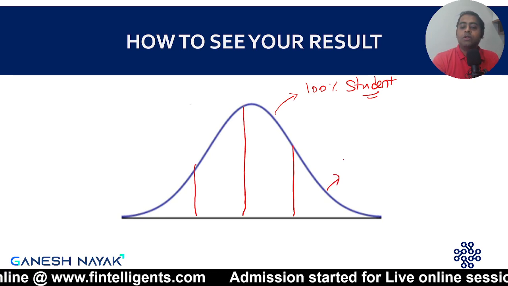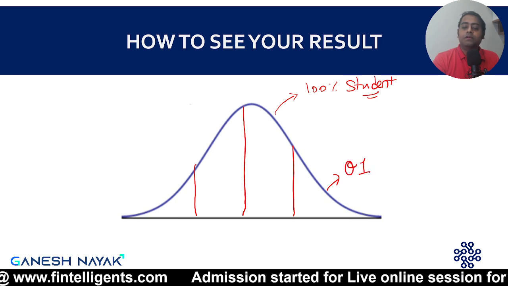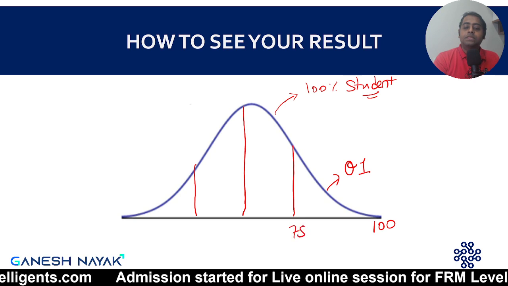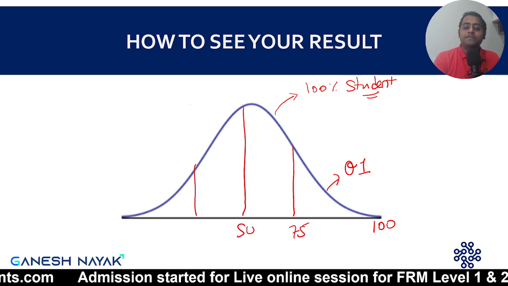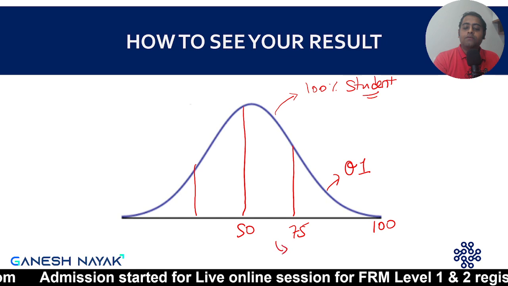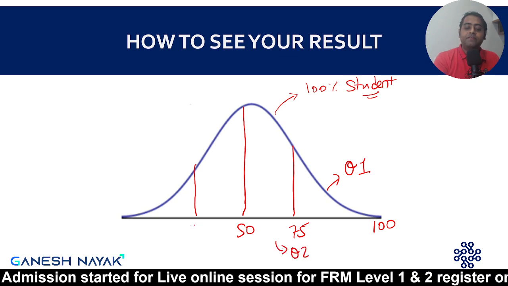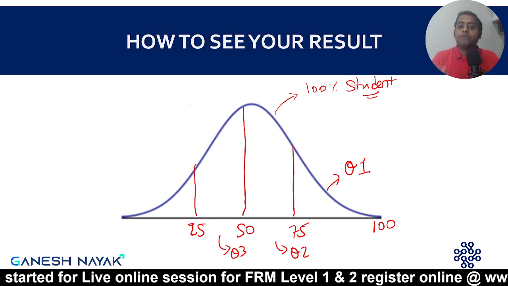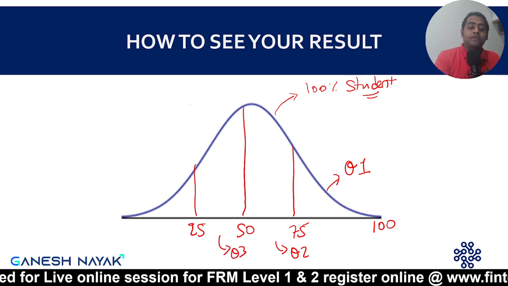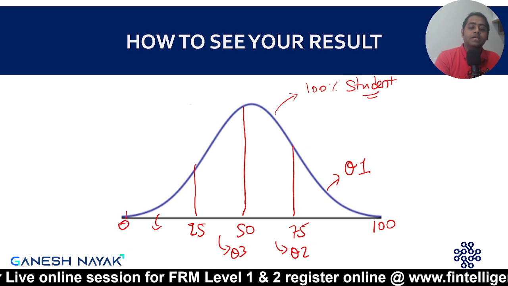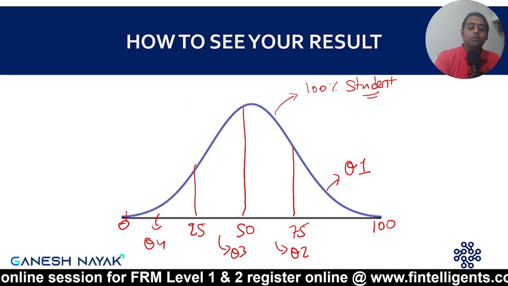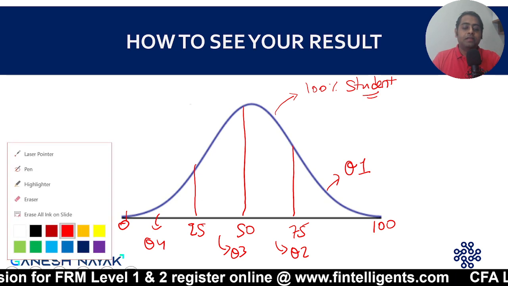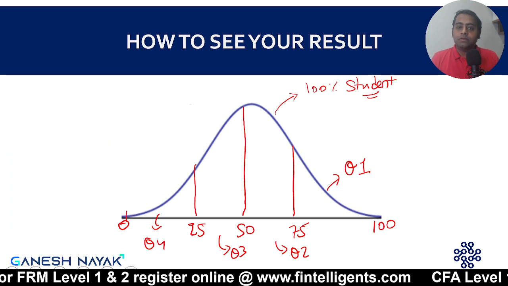Now this is your first quartile, which is starting from 75 to 100. Then you have the second quartile, which is from 50 to 75, and then you have the third quartile, which is from 25 to 50, and then the fourth quartile, which is from 0 to your 25th percentile. Now what does it mean?